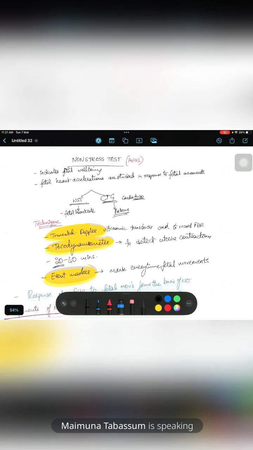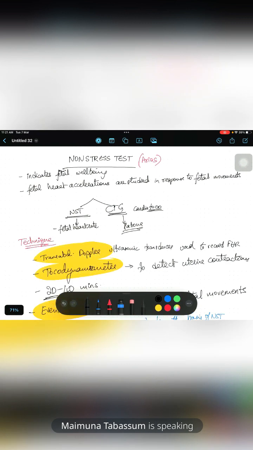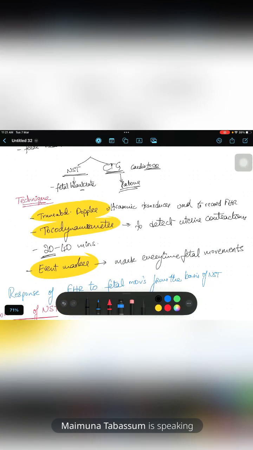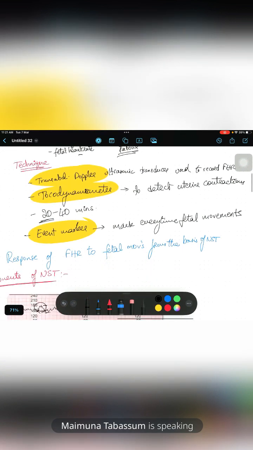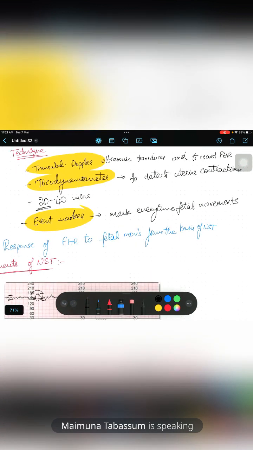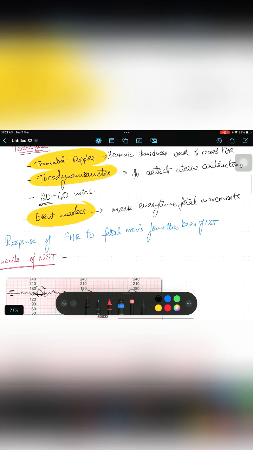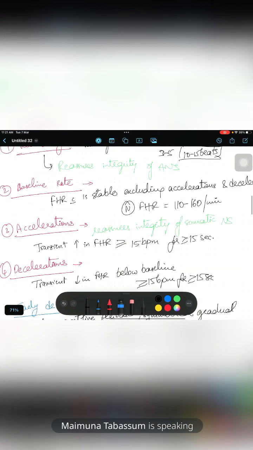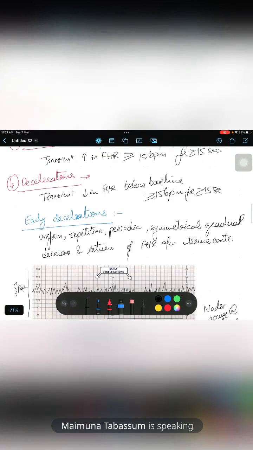Let us have a quick revision. Non-stress test indicates fetal well-being. So this is the difference between the non-stress test and the cardiotocogram. The technique will be having 3: transabdominal Doppler, tocodynamometer, and the event marker. So what are the components of the NST? Variability, baseline heart rate, accelerations, decelerations.